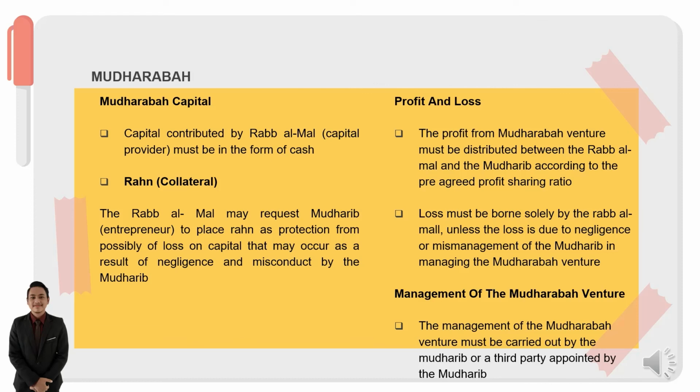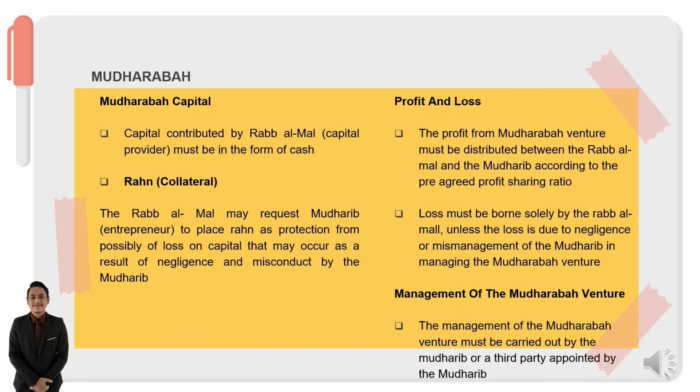So in the mudharabah, the rabbul mal is known as the sukuk holder, while the mudarib is the issuer of sukuk. Okay, for the mudharabah, capital contributed by the rabbul mal or capital provider must be in the form of cash or in kind of cash. Secondly, about rahnu or collateral, the rabbul mal may request the mudarib to place rahnu as protection from the possibility of loss on capital that may occur as a result of negligence and misconduct by the mudarib.